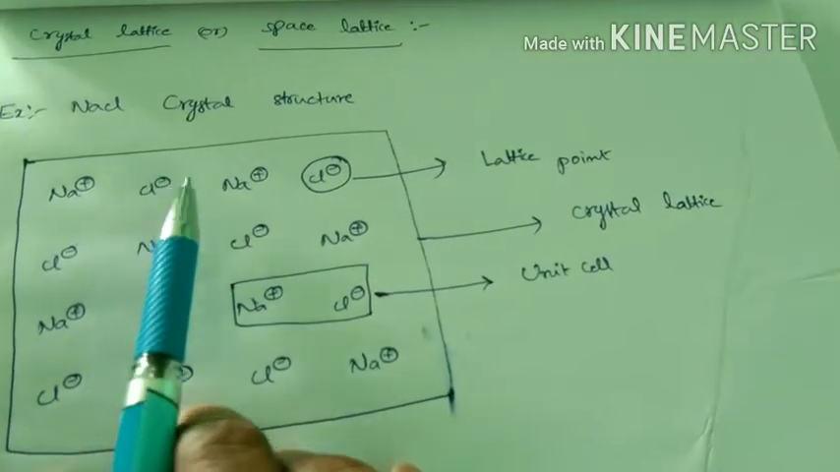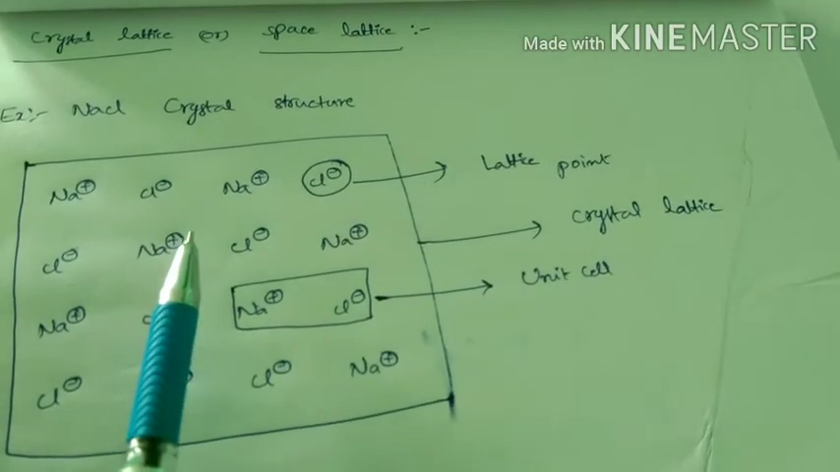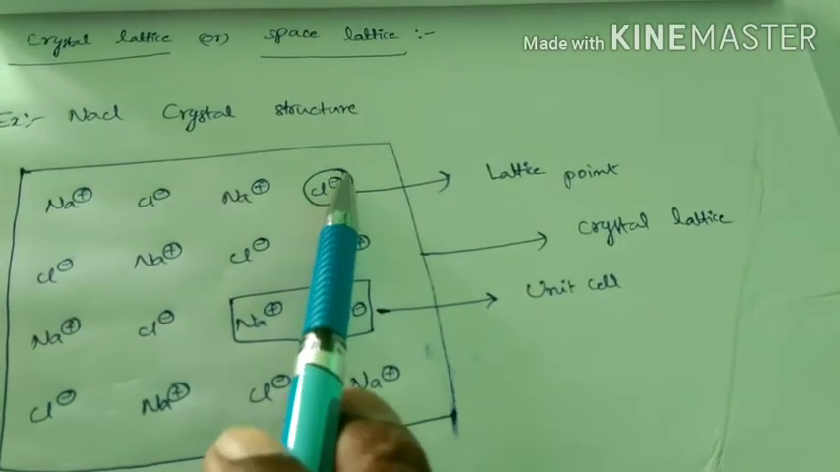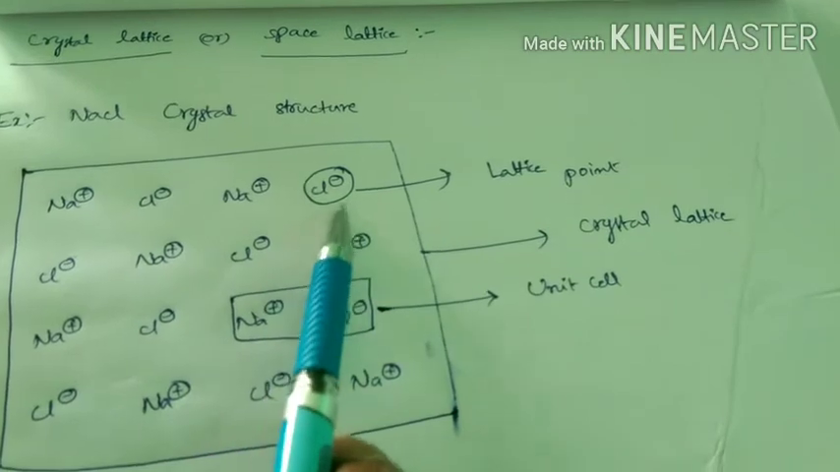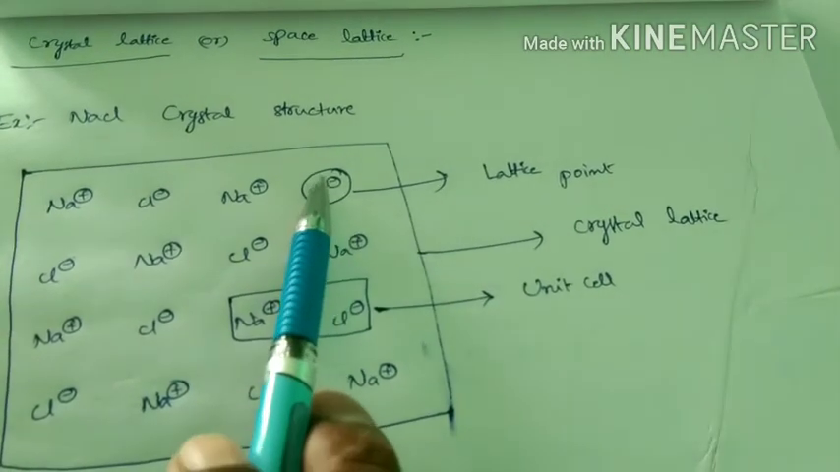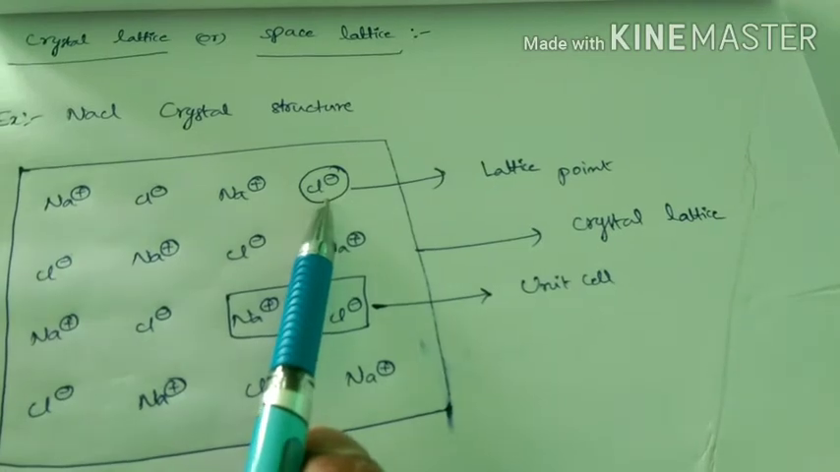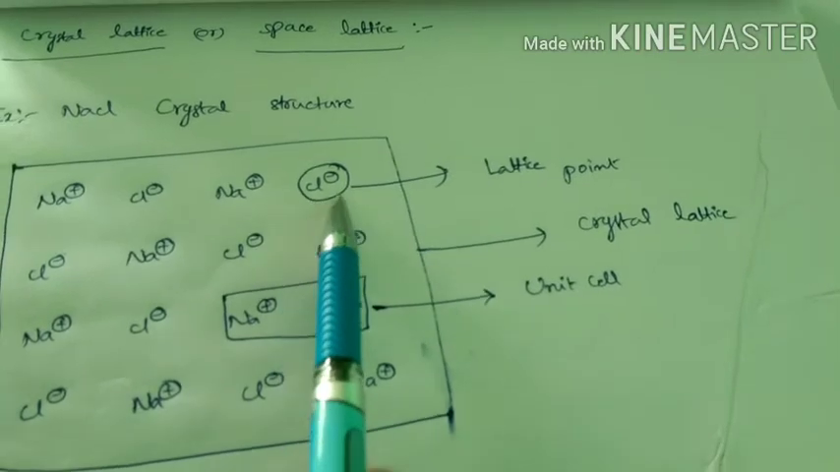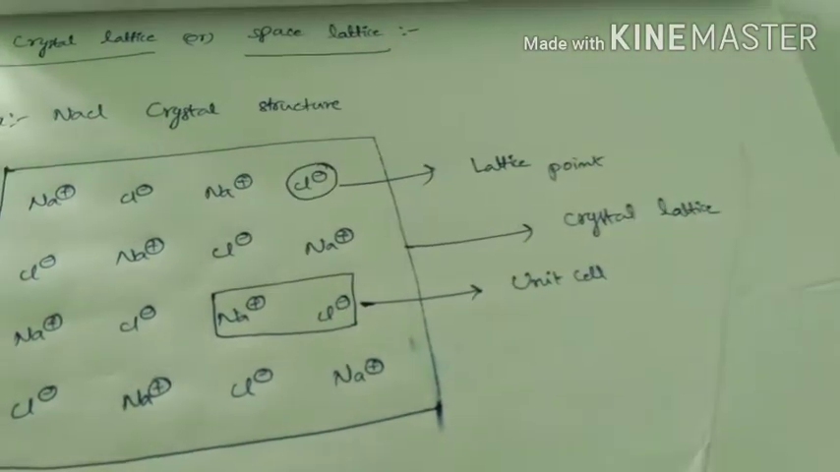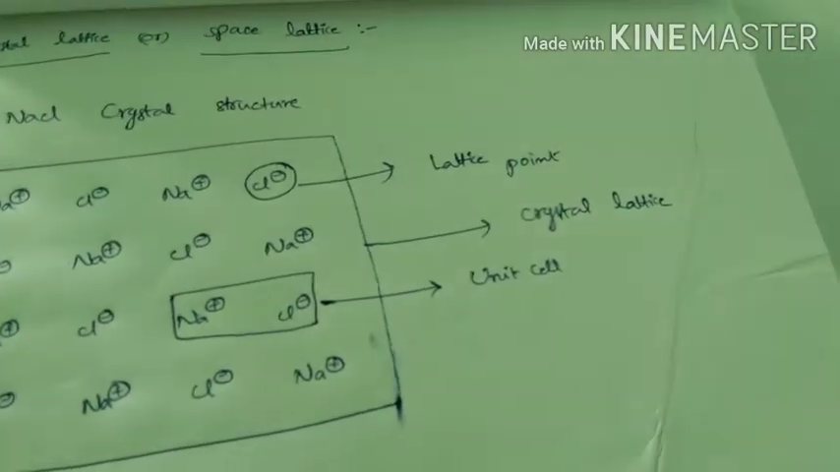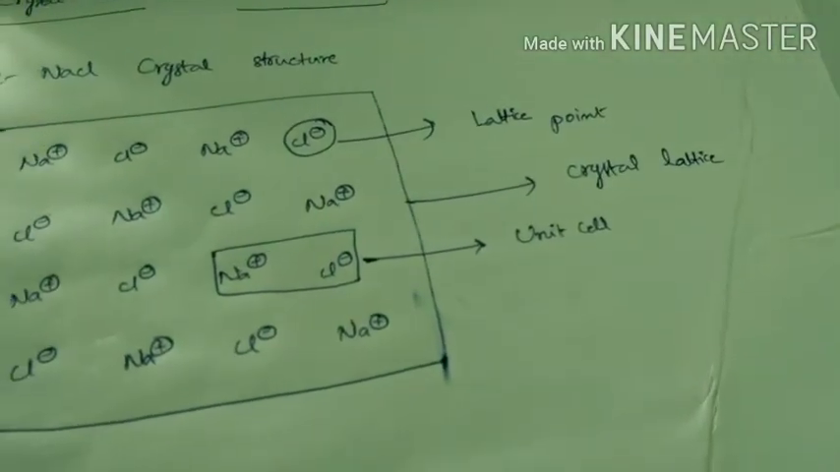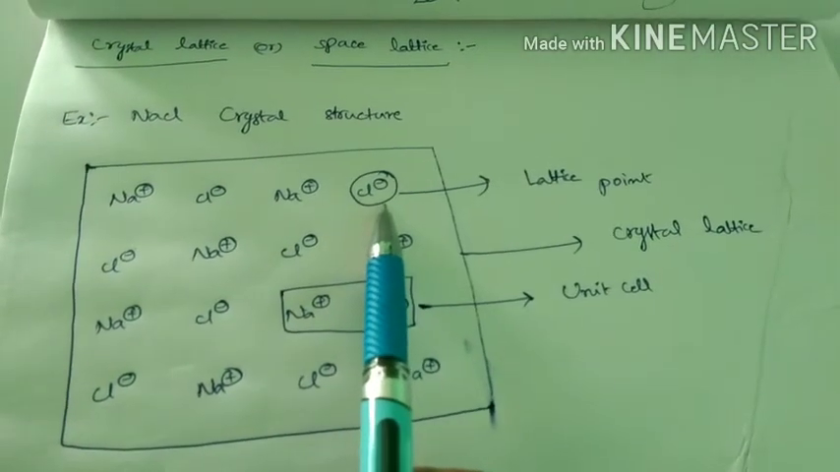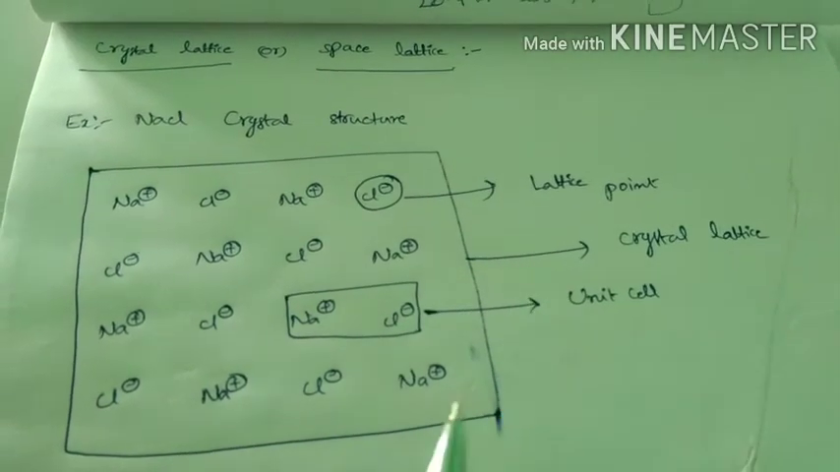Not only NaCl, any crystal structure is like this. That means the particles are arranged in 3D space. Here the point is, the particle which is present in 3D space is called a lattice point. I repeat once again. The particle which is present in 3D space is called a lattice point. So what is the definition of lattice point? The position of a particle in a 3D crystal is called a lattice point.